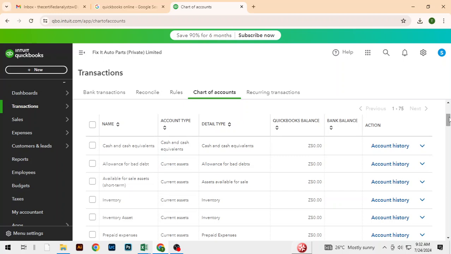Okay, so for example, we have got the name for each account, account type, we've got the detail type, we've got QuickBooks balance, we've got balance, and then action. Okay, so here you can connect a bank account, you can edit, you can make it inactive, you can run a report on a particular account.